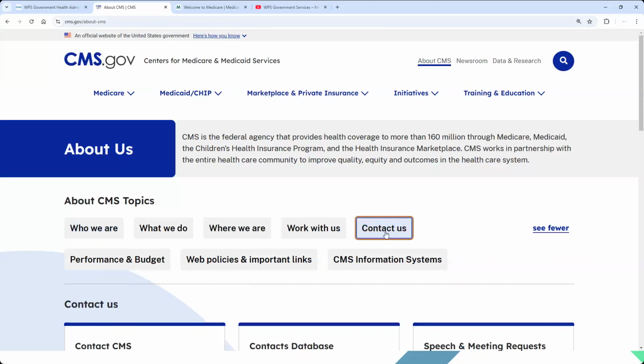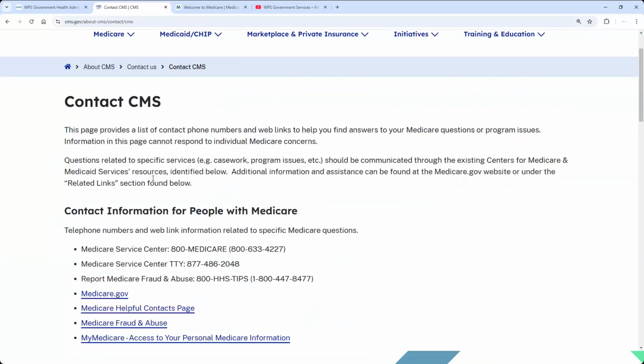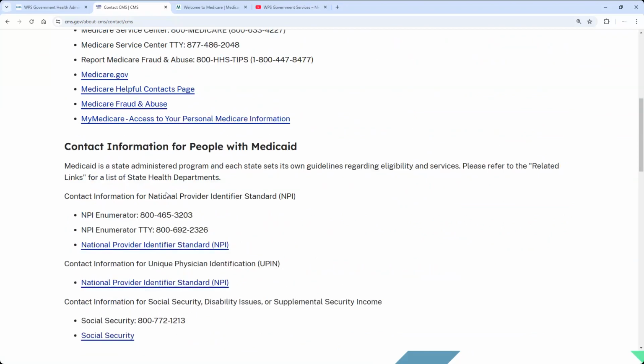So if I select Contact Us, it'll open up on the bottom and it's going to say, do you want to contact us? What are you looking for here? I'm just going to go to the general Contact Us information. Hopefully this is what you want. And then it'll explain the different types of information that you may want.